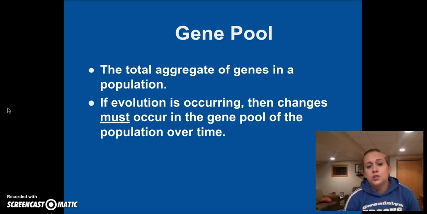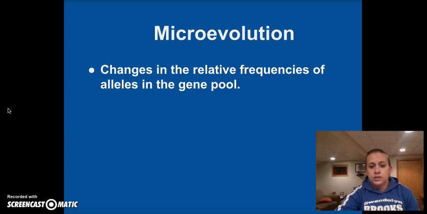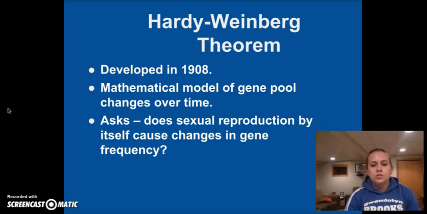Now we're also going to be talking a lot about genes and alleles, and we're going to be referring to them as the gene pool. The gene pool is the total aggregate of genes within a population. So if evolution is occurring, then you must see changes in the gene pool over time. If we're seeing phenotypic changes and actually able to observe evolution, then we should also be able to see differences in the allele frequencies within that population as well. And when we look at those allele frequencies in the gene pool and any changes that may be occurring, we call that microevolution.